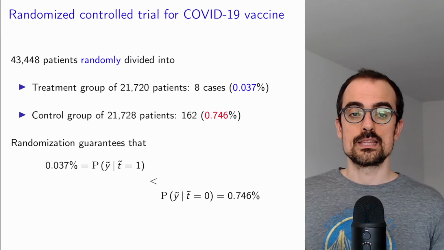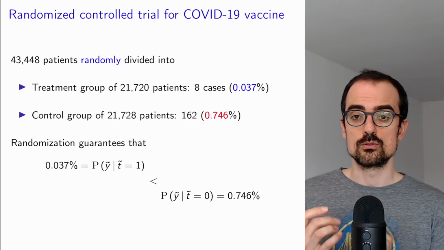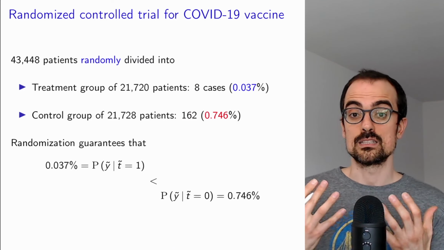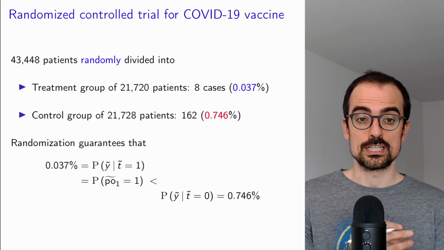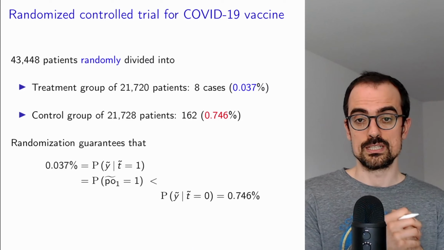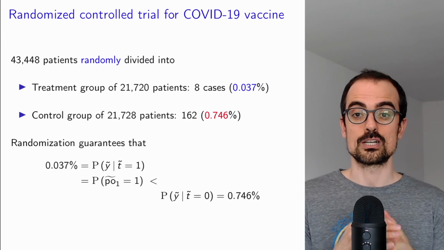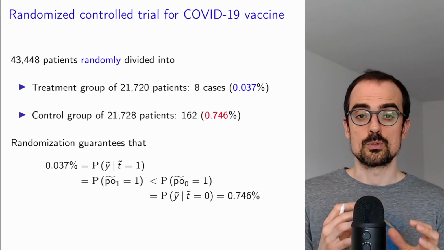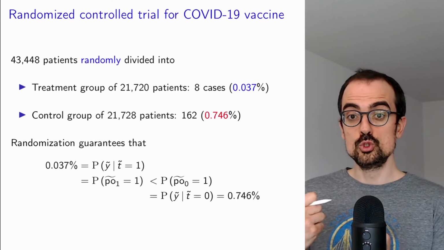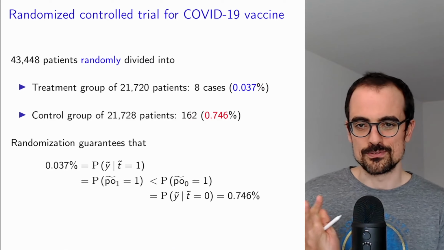So this means that the two populations in the control group and in the treatment group are representative of the general population, so that we can guarantee that the probability of having COVID for the potential outcome associated with receiving the vaccine is lower than the probability of the potential outcome when you do not receive the vaccine being equal to 1. Okay, I said that in a bit of a contrived way.